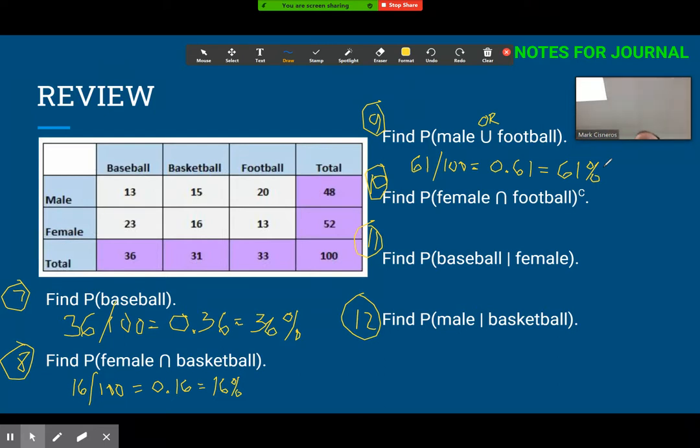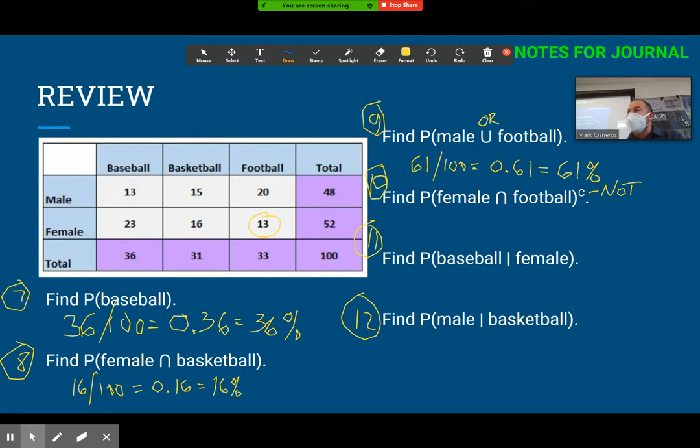What word can you think of when you think of C? No, not that. So it's not female and football. Well, where's female and football? How many are there female in football? Female is 52. 13. Okay, female and football is 13. It's asking you for the probability of that not happening.